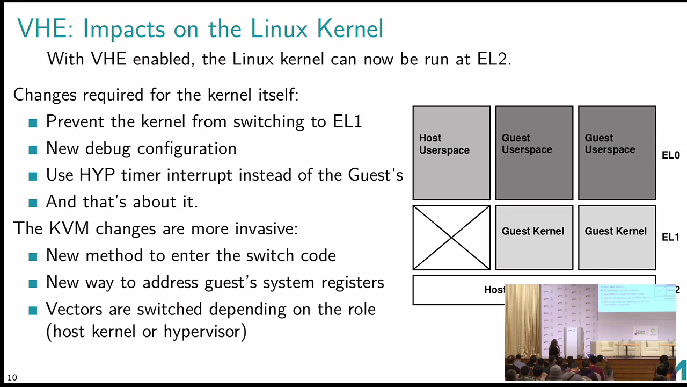So what do we have to do for the kernel? Basically, we prevent the kernel from downgrading to EL1. Normally on the v8 kernel, you enter the kernel at EL2, install some stubs, go back to EL1, and you're done. Here, we're just going to stay at EL2 forever. We need a new debug configuration. That's one of the few changes we have to do. We're going to transparently use the hype timer instead of the guest timer.